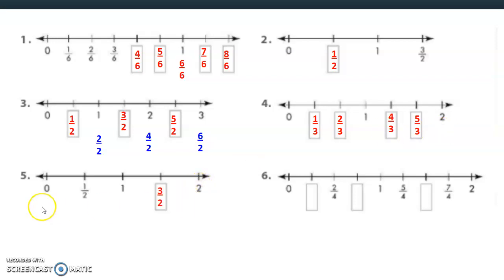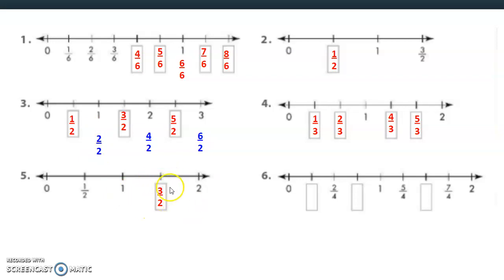Okay, coming over to number 5. Right away, I knew my denominator was going to be a 2 because here I have 1/2. I know that 1 whole is 2/2. There's 3/2, and then 2 would be 4/2 because 4 divided by 2 is 2. And look, it should be the same number all the time. Okay, so my 1 is 2/2. So if I'm talking about halves, my numbers should match up.